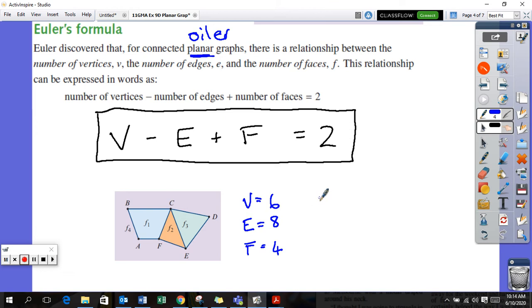So let's just check it. 6 minus 8 plus 4. 6 minus 8 is negative 2 plus 4 is 2. It works for Euler. Euler's formula works. We can confirm it works for this graph.